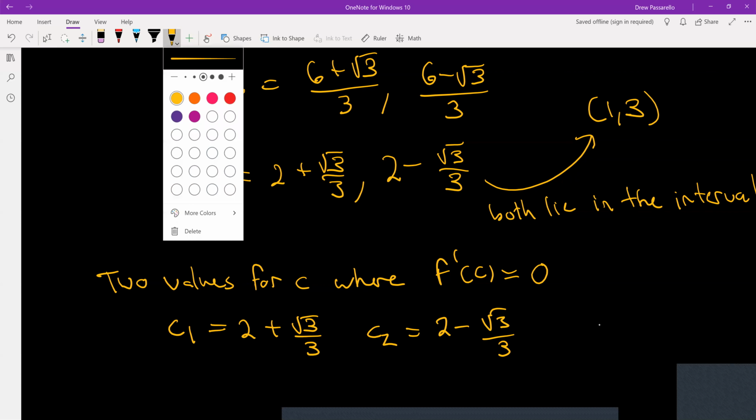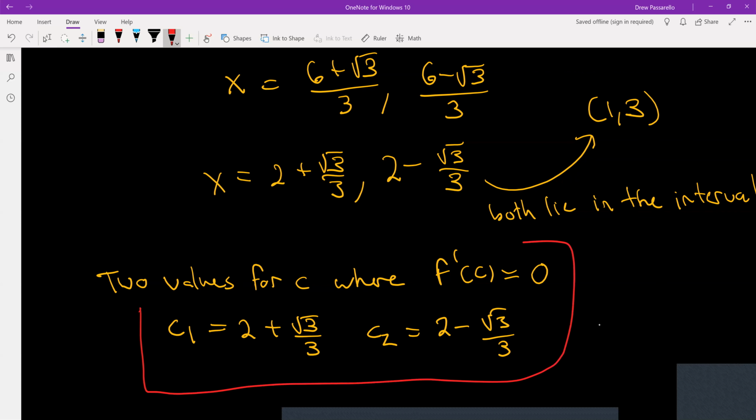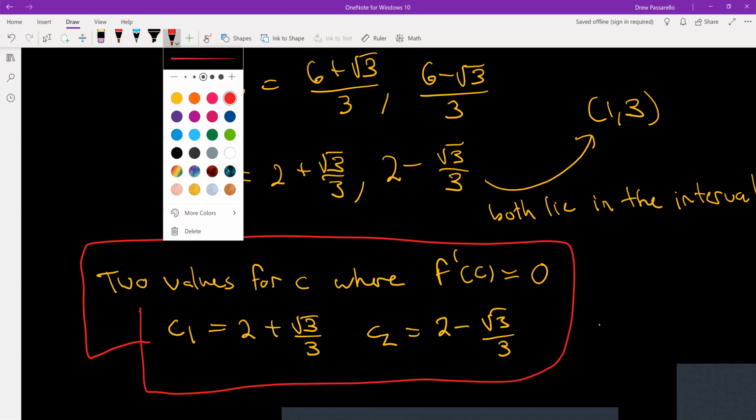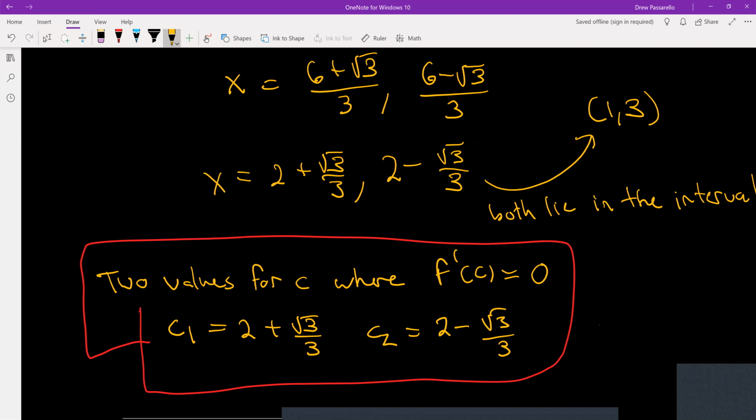All right, and I just labeled it as C1 and C2. You could have put it as 6 plus square root of 3 over 3. I just wrote it so that it looks more obvious that it's inside that interval 1, 3.